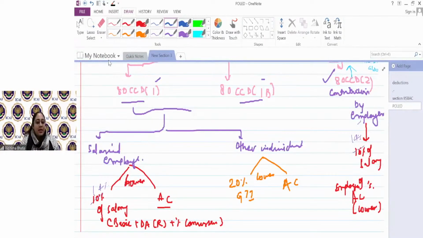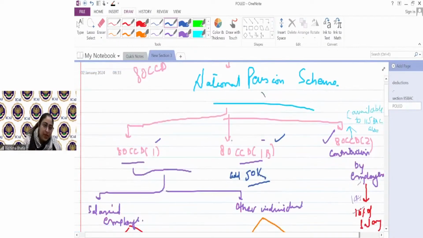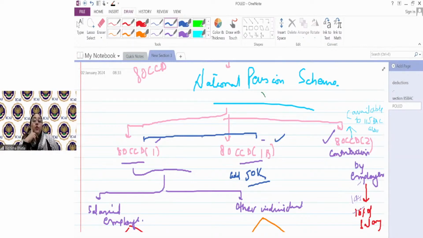NPS more attractive, they give an additional 50K as deduction under 1B. This is not to be merged with the 80CCE limit. This is an additional 50,000 allowed as deduction for the contribution made by a person. So that's why I kept it under the same bracket, that this is for the individual's contribution. So 80CCD1 and 80CCD1B both combined can give me a benefit of 2 lakhs.